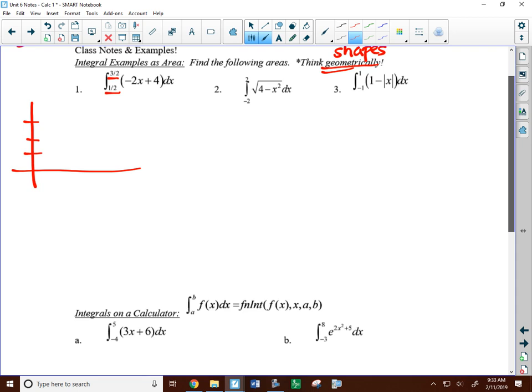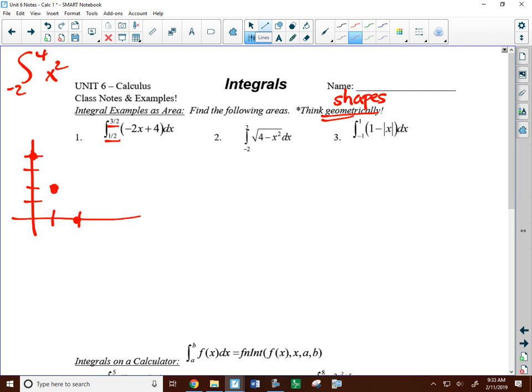We know this is a line with a y-intercept of 4 and a slope of -2, so that's down 2, right 1, and down 2, right 1. I could keep going, but I'm already at 2, and we're going from 0.5, which would be here, to 1.5, which would be there, from 1/2 to 3/2.